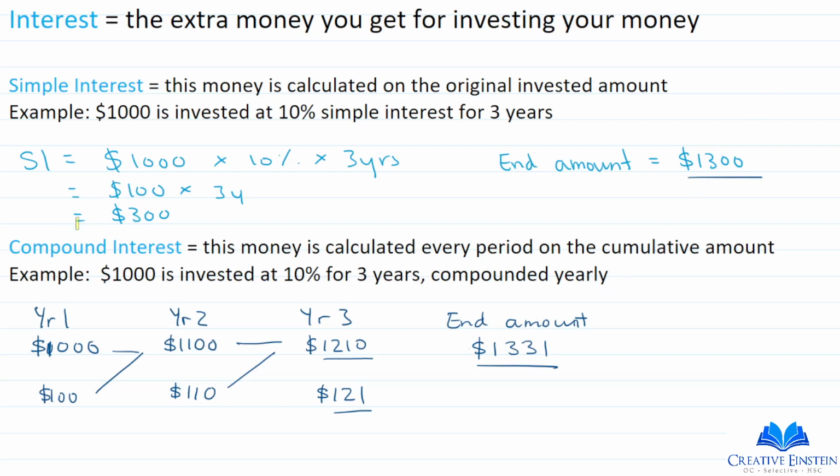Now if we actually look at the interest, with simple interest you make $300 in interest. Compound interest, you've made $331 in interest. I hope that's been helpful for you.